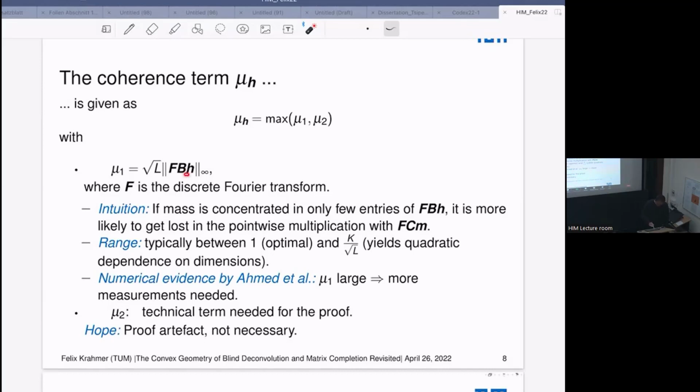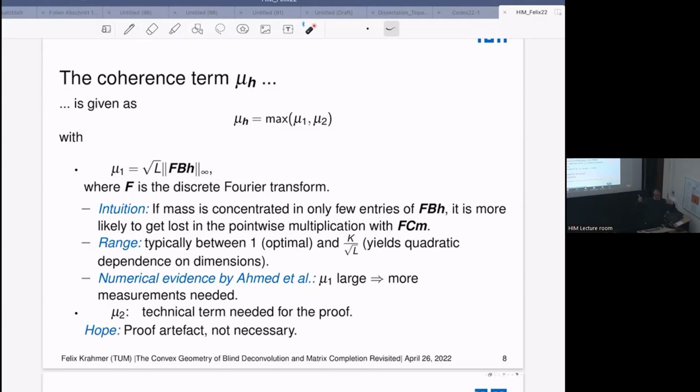So we are taking the signal, BH is this thing that we're putting into the convolution, and then we're looking at the Fourier transform and asking that the infinity norm is somewhat controlled. Why do we think this is natural to assume? Because if it's not controlled, so that we have large entries, the mass could be concentrated in just very few entries. And that means, on the other hand, that a number of other entries could potentially be small.